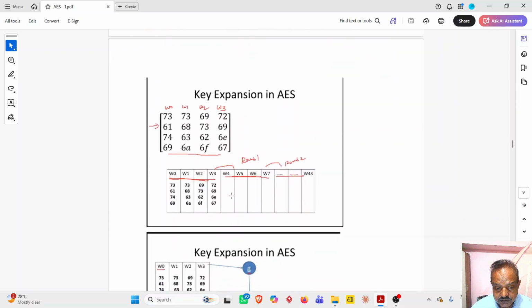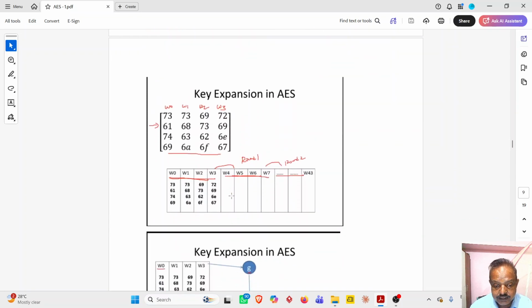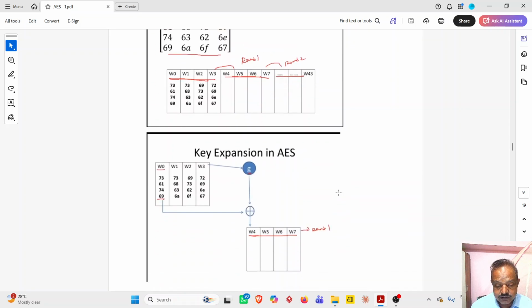How do you generate all these things? For that, this is the first key or the round key, whatever I say, W0 to W3 is given. And we are going to expand the key for round one, so what is the key I have to generate? Just like a block like this. And round two I have to generate, round three I have to generate, up to round number 10 I have to generate, right? So we will try to understand one key generation in the key expansion. Once you understand one, the same thing is applicable to all.